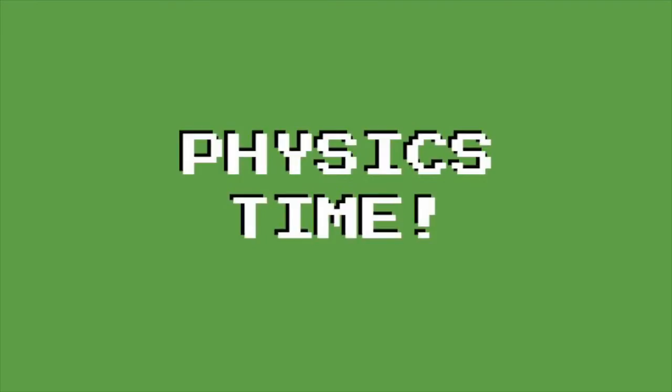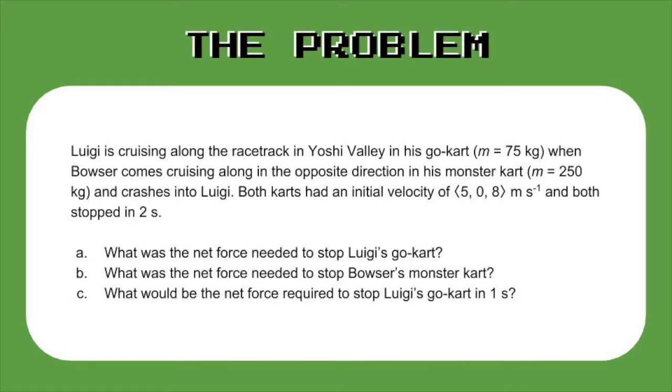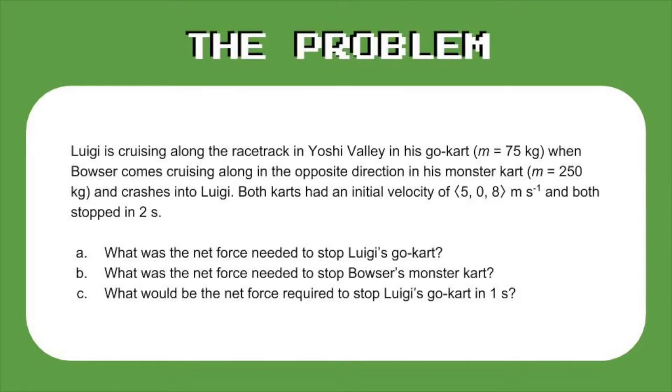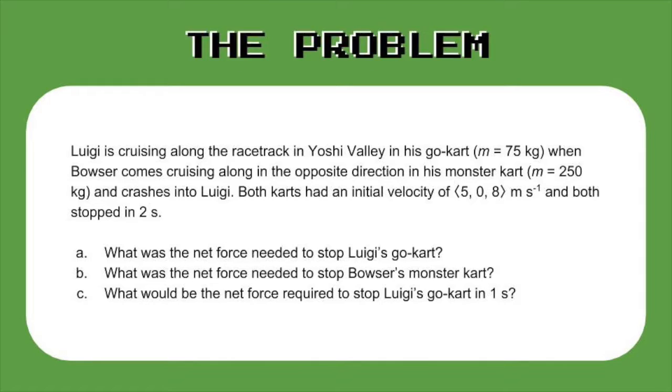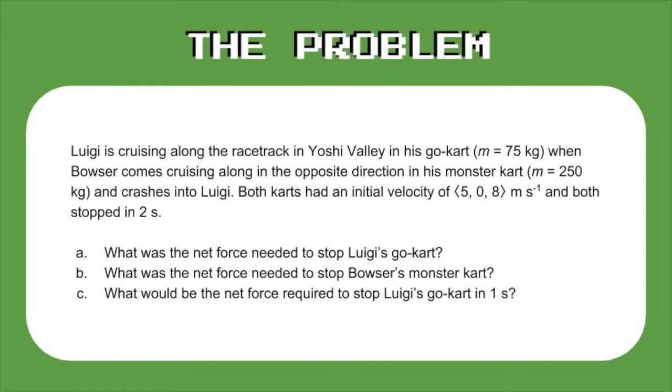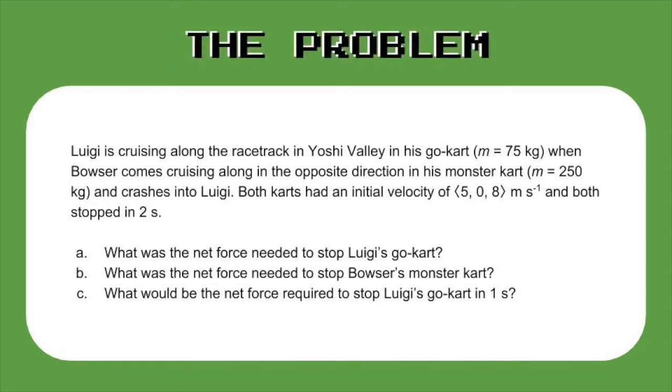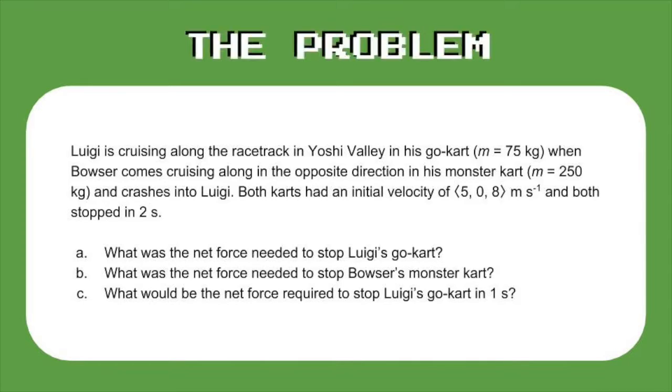So as you saw in the previous clip, Luigi was cruising along the racetrack in Yoshi Valley in his go-kart when Bowser came cruising along in the opposite direction in his monster kart and crashed into Luigi. Both karts had an initial velocity of 508 meters per second and both stopped in 2 seconds.